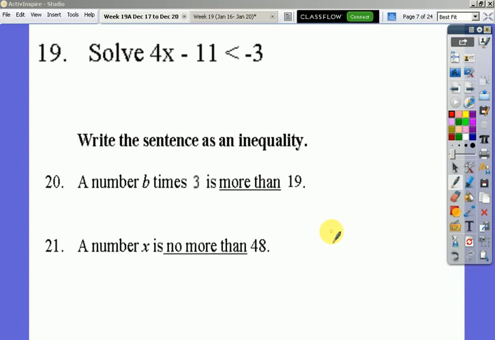All right, so this is the second part of your final review, your final for next week. So we're going to do 19 through 40, and then we'll be done.